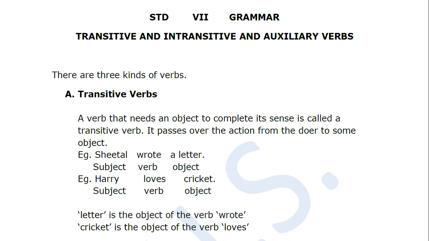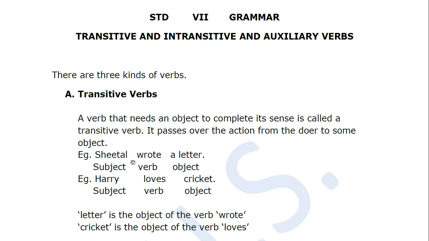The first one, A, transitive verbs. A verb that needs an object to complete its sense is called a transitive verb. Now, what do you mean by transitive? Transitive means transferring. It transfers from one to another. That's exactly what you mean by transitive. So, it passes over the action from the doer to some object. Now, I'll show you the example.